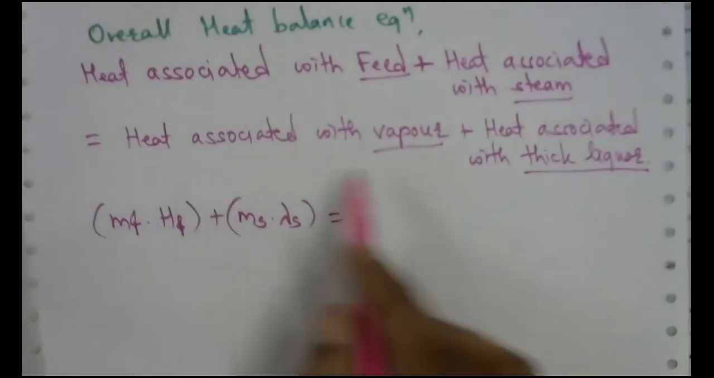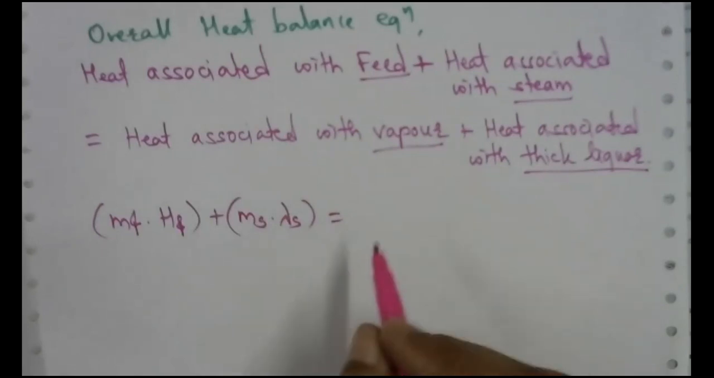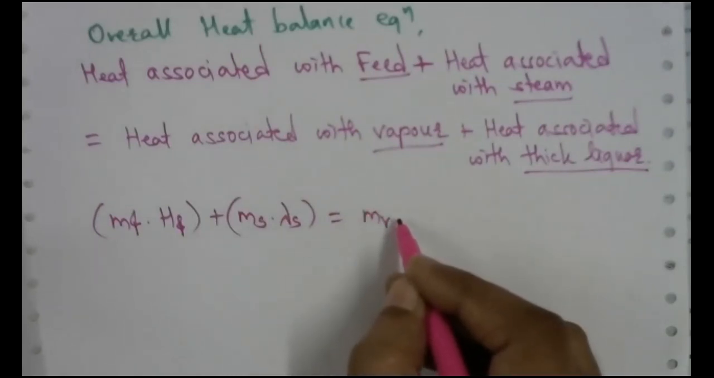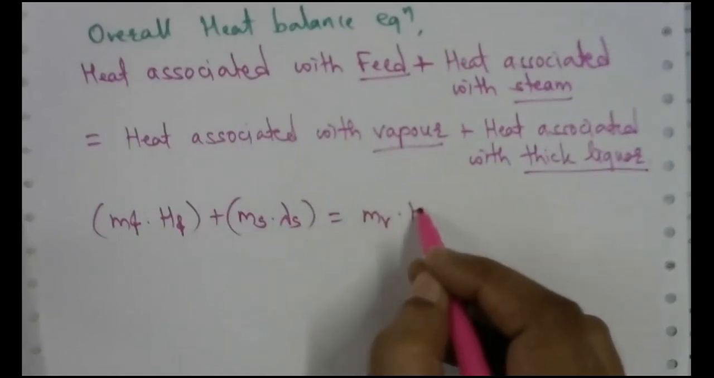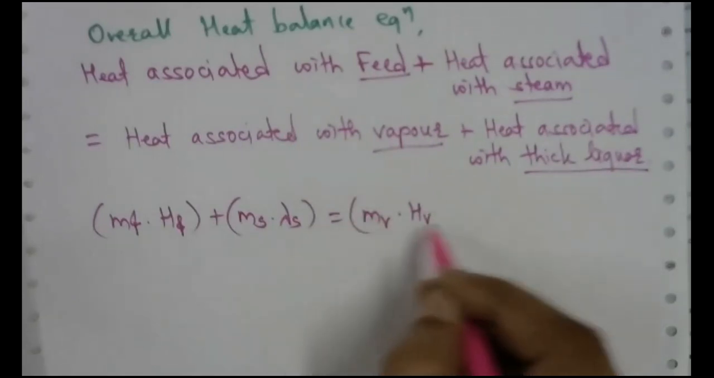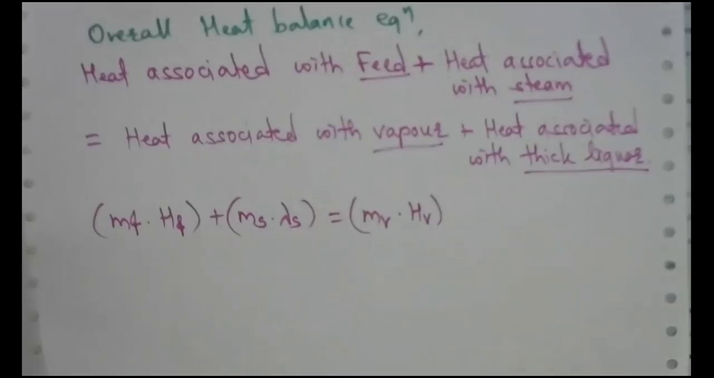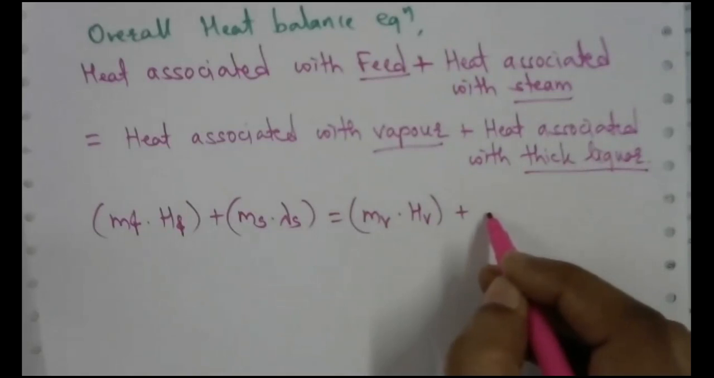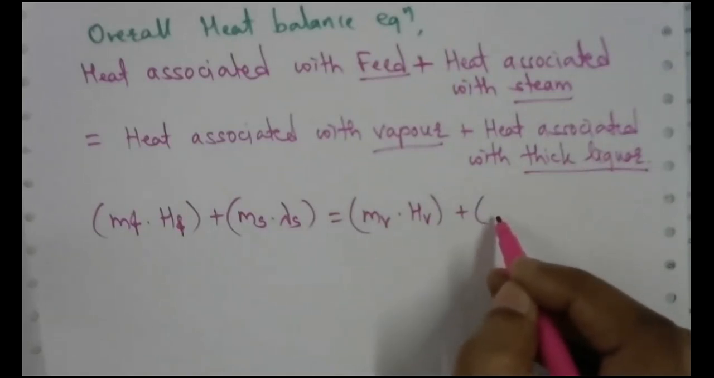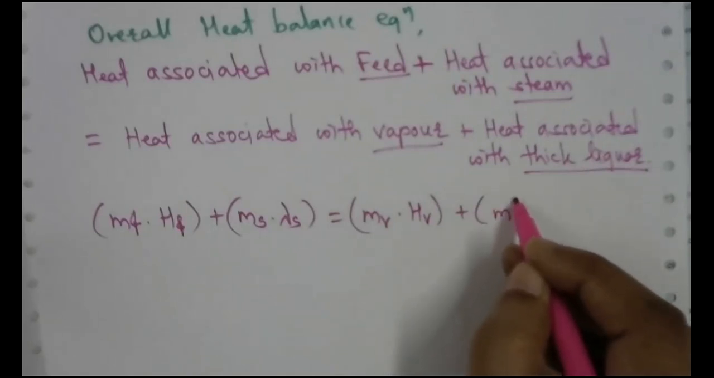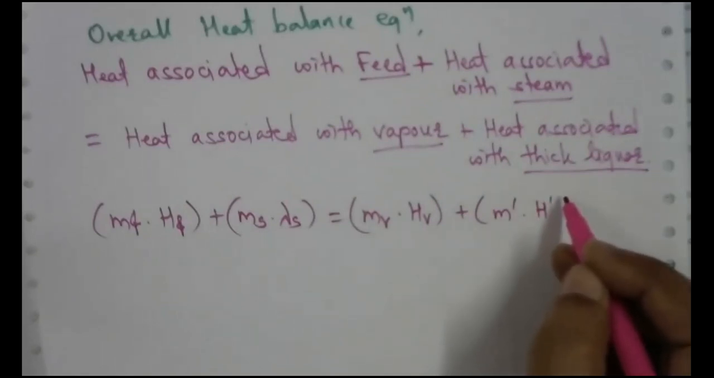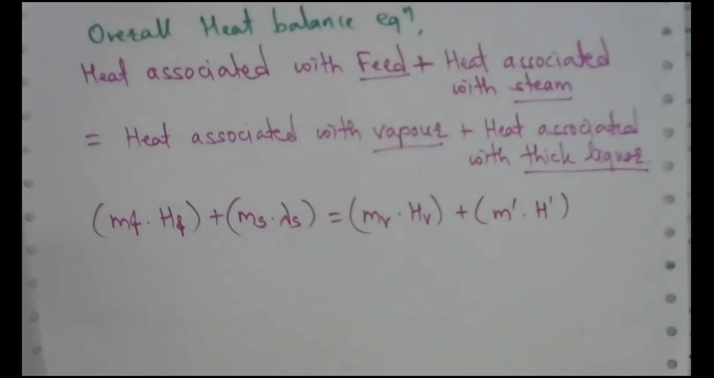Then heat associated with the vapor. So the mass flow rate of vapor is indicated by Mv, M suffix v, and the heat associated with it is indicated by H suffix v, right? Then heat associated with thick liquor. So the mass flow rate of thick liquor is indicated by M dash, and heat associated with thick liquor is indicated by H dash.